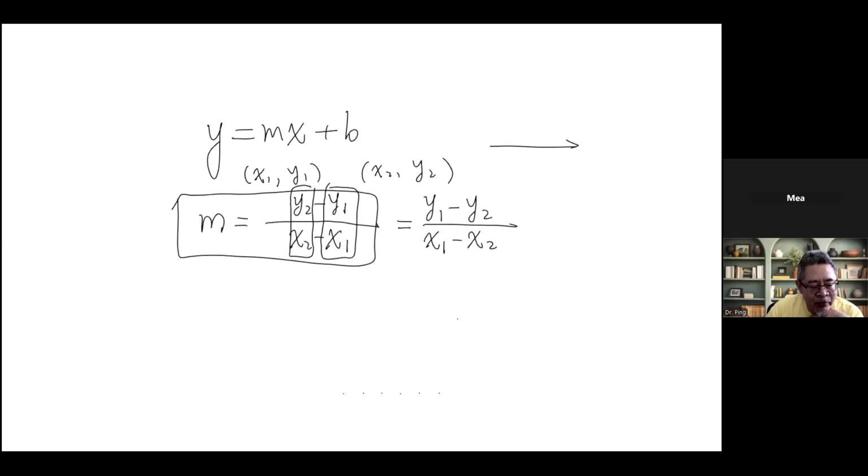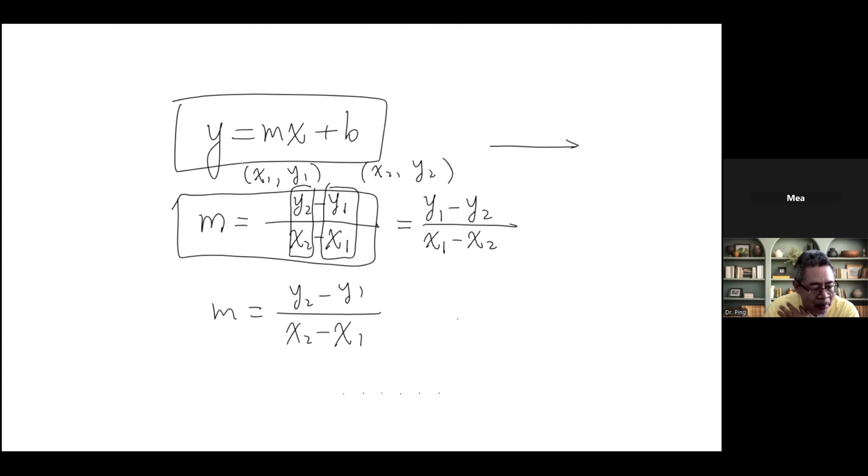Okay, so now we have this formula: m equals y2 minus y1 over x2 minus x1. Once we find it, we basically find out the slope for this equation here, and then we find the b. So, for example, if we have 2 points, (-1, 3) and (5, 7).